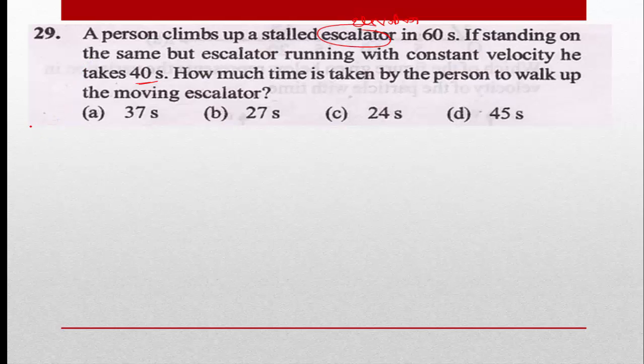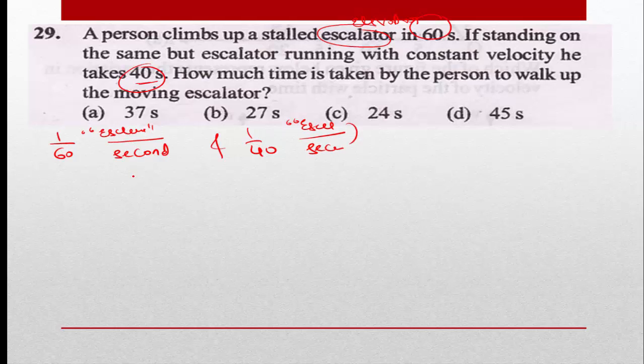Here a person walking only takes 60 seconds, which means 1 divided by 60 escalator per second. If standing on the escalator without walking, the speed is 1 by 40 escalator per second. These are the two values, 40 and 60.